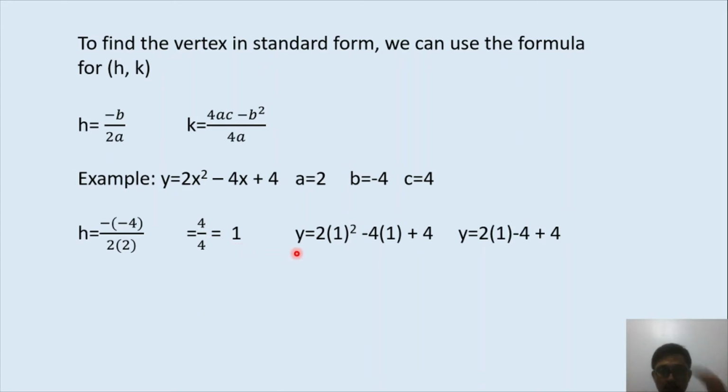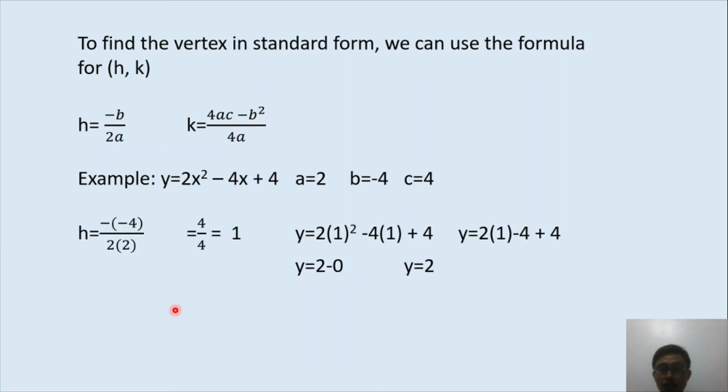And then, para makuha natin yung K, pwede naman substitute natin tong 1 dun sa value ng X. So, you have Y equals 2 times quantity 1 squared minus 4 times 1 plus 4. So, 1 squared is 1 times 2, 2 minus 4, negative 2, plus 4. In 2 minus 0, so y is equal to 2.